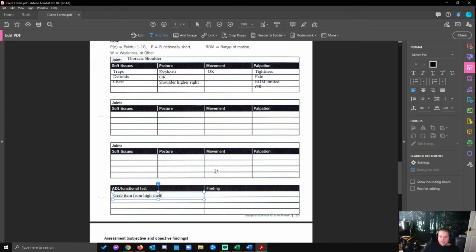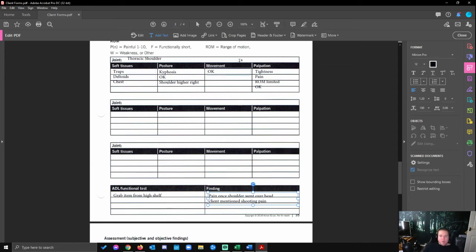So this is the test I've got the client to perform because I'm trying to replicate that problem. And then the findings is what happened during that test. So you could say pain once shoulder went overhead. Client mentioned shooting pain. So you're just literally putting all of this information in there to, like I say, put what it is that you found from this test.